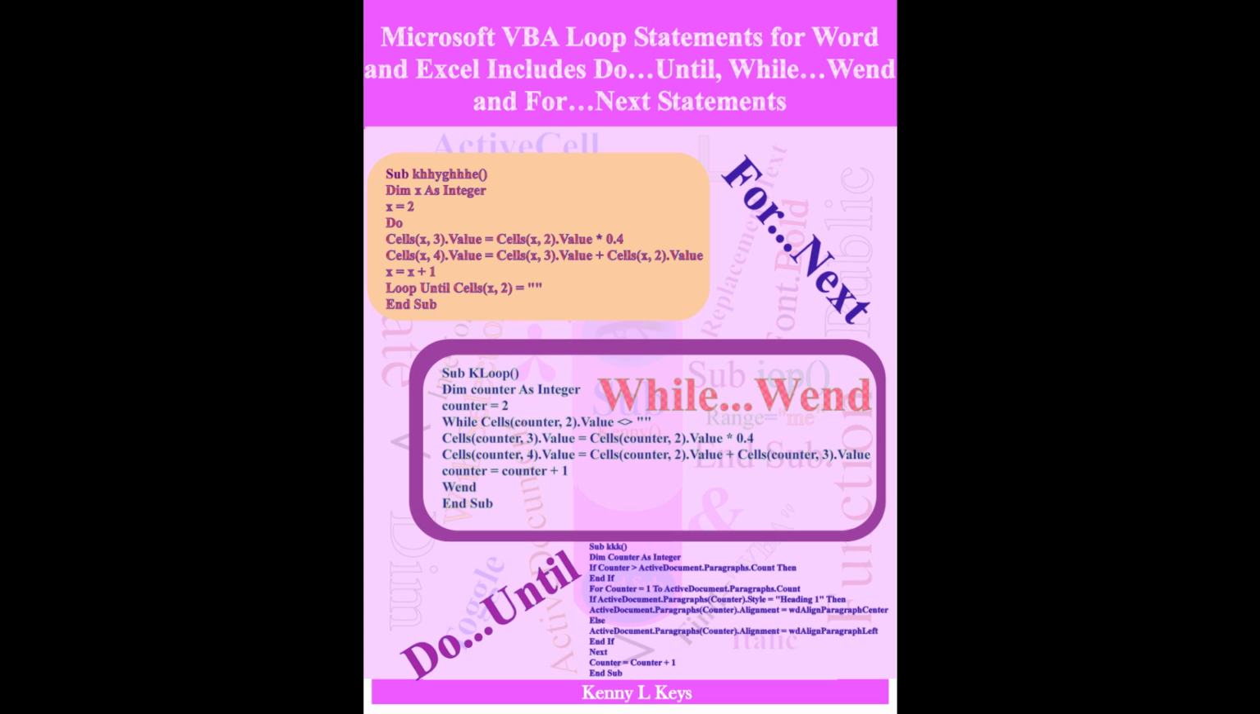Understanding the order of loop statements and how they work. Understanding do-until statements. This is the order of a do-until loop statement. The first line, purple text, Sub. Aqua text, create a name for the complete code. Begin parentheses, close parentheses is purple.